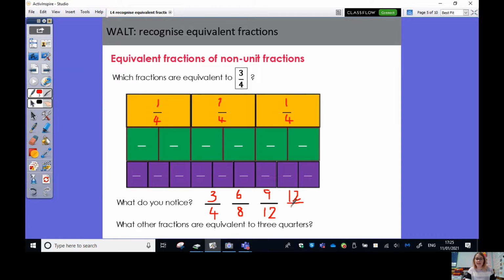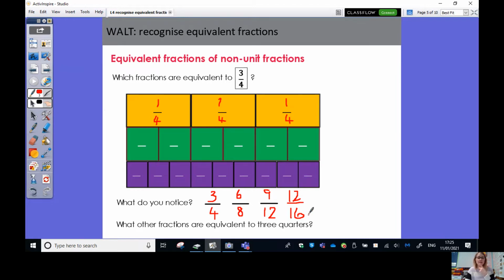4, 8, 12, 16. So I could keep that pattern going for a long, long time. There's another way I can remember, as we looked at before. 3 is 3/4 of 4. 6 is 3/4 of 8. 9 is 3/4 of 12. And 12 is 3/4 of 16. Okay, so I could keep that pattern going.